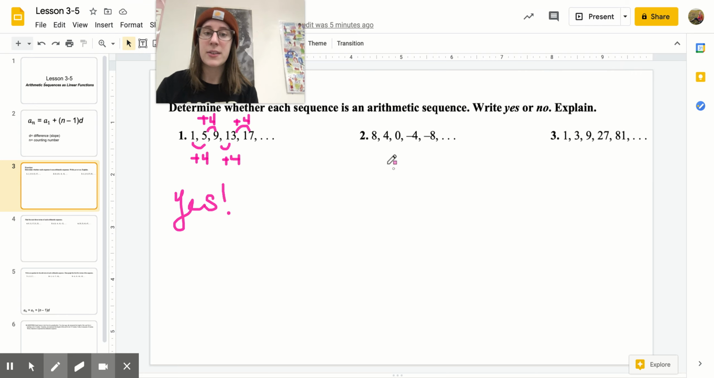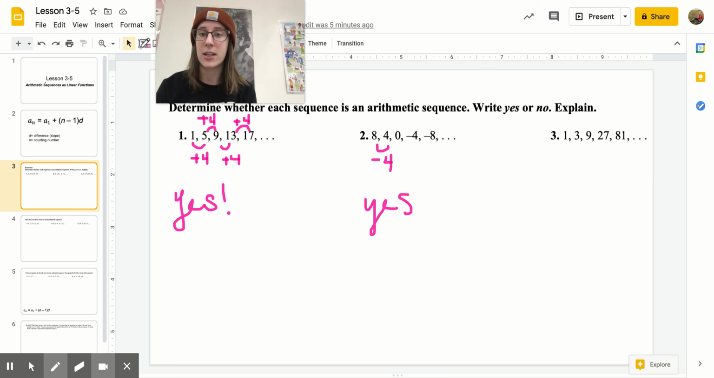And then we'll check out the next one. To get from 8 to 4, it's minus 4. 4 to 0 is minus 4. 0 to negative 4 is minus 4. Negative 4 to negative 8 is minus 4. So we would say yes.